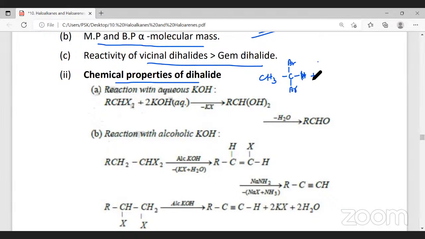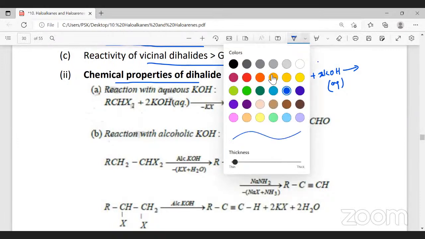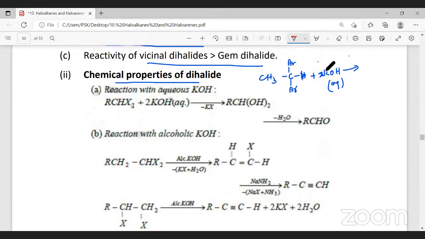When this is allowed to react with aqueous potassium hydroxide, not alcoholic potassium hydroxide, it is aqueous. Alcoholic potassium hydroxide will undergo dehydrohalogenation. Aqueous potassium hydroxide will undergo a nucleophilic substitution reaction. Remember the difference. Now, the 2 K and the 2 bromine will get eliminated as 2 KBr.